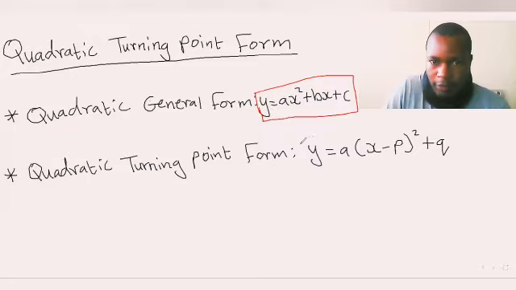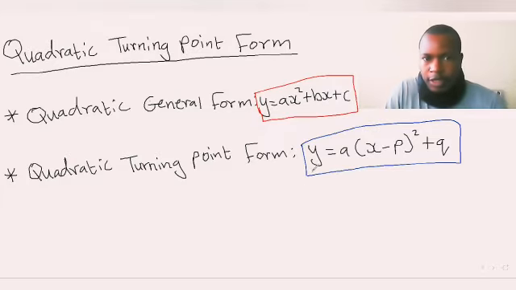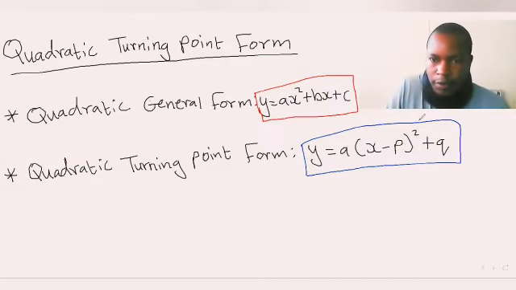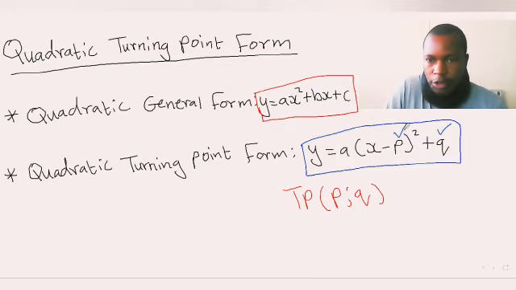So now this in itself, I'll just maybe highlight it with the blue. So now this in itself would be the quadratic turning point form. The reason why it's named such would be because of the P as well as the Q. So the turning point, which I will just abbreviate as TP, would read as P is to Q, which would be just these numbers over here.